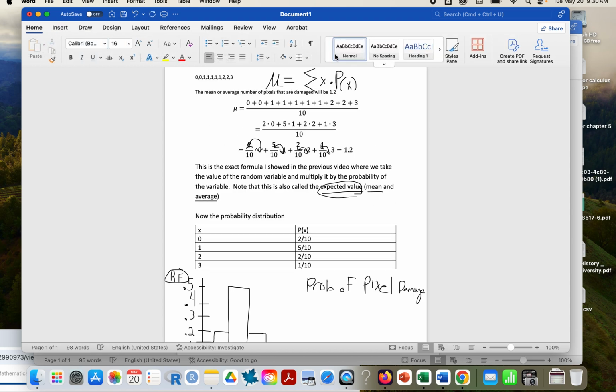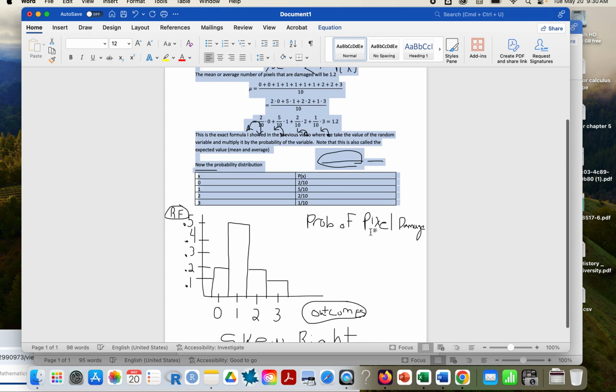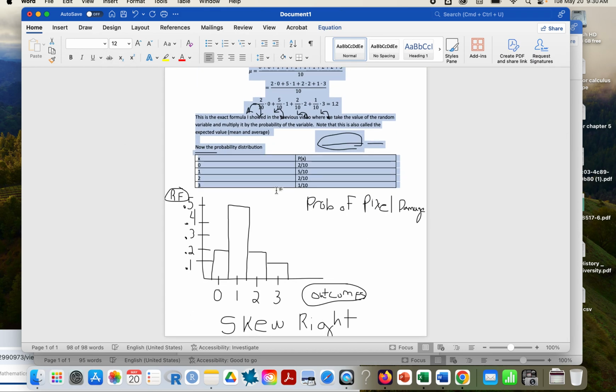Now let me click this back to normal typing, and I need to change the font here to a 12, and then I can get my full graph back up. So if I do the probability distribution for my x and my px, well, the random variable x's that could occur would have been 0, 1, 2, or 3. And 0 occurred 2 tenths, 1 occurred 5 tenths, 2 occurred 2 tenths, and 3 occurred 1 tenth.